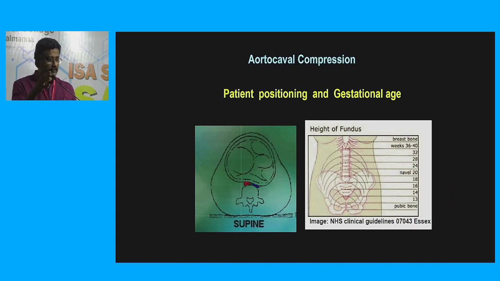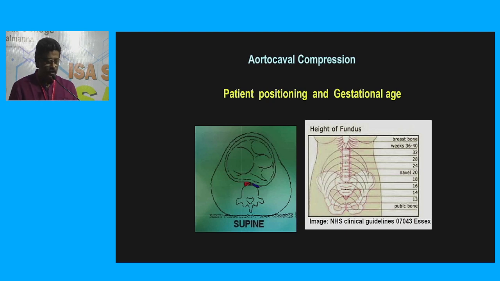The gravid uterus compresses the greater vessels, and there will be aortocaval compression. So usually what you do is the lateral position, but you cannot do cardiopulmonary resuscitation in the lateral position. So what is advocated, and when should we do it? Ideally, when the height of the fundus reaches the level of the umbilicus, that is 20 weeks. So after 20 weeks, you should try to do manual uterine displacement.